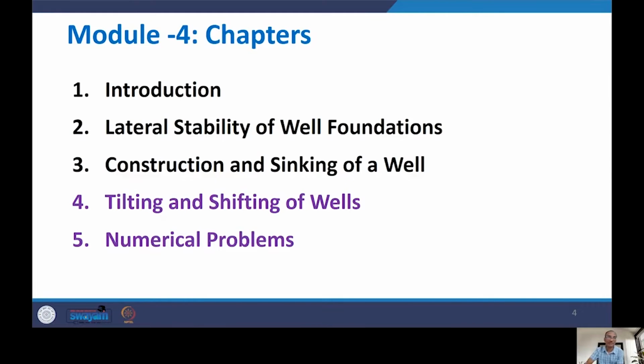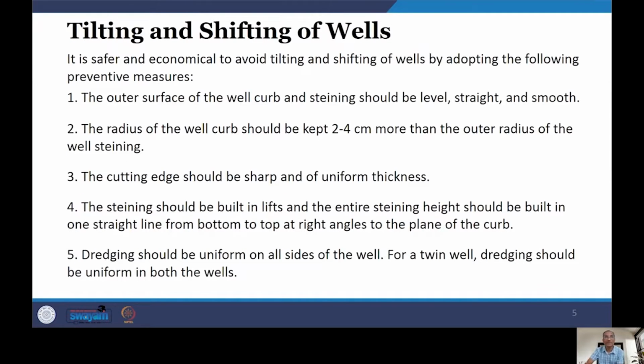It is very important that the well should be straight, so it is safer and more economical to avoid tilting and shifting of wells by adopting the following preventive measures. The first: the outer surface of the well curb and steining should be level, straight and smooth. The radius of the well curb should be kept 2 to 4 centimeters more than the outer radius of the well steining. So you have two issues. One is called well curb and another is steining, that we have also discussed earlier.